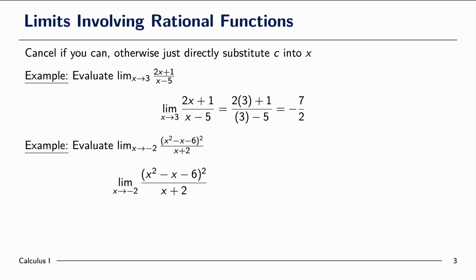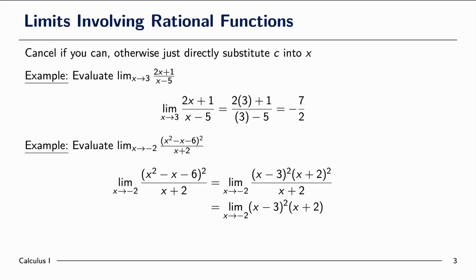We can factor the numerator to get the limit of x minus 3 squared times x plus 2 squared divided by x plus 2. What we can do now is cancel x plus 2 in the numerator and denominator, so we get the limit of x minus 3 squared times x plus 2. Here, we can directly substitute negative 2 into the function. So we get the limit of this function as x approaches negative 2 is equal to 0.